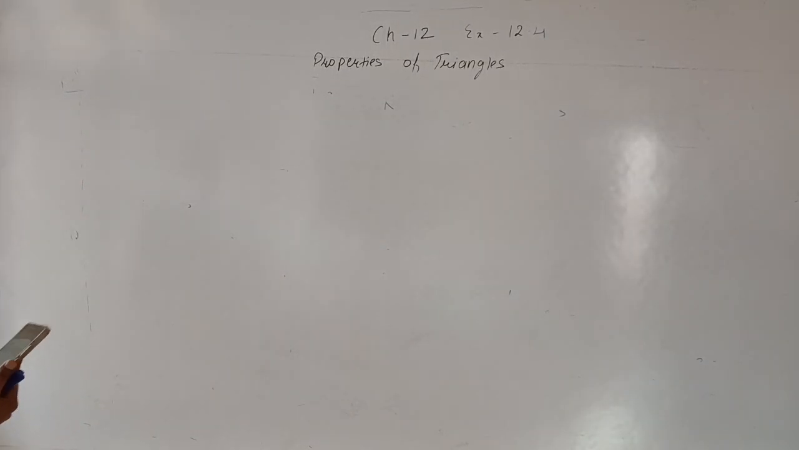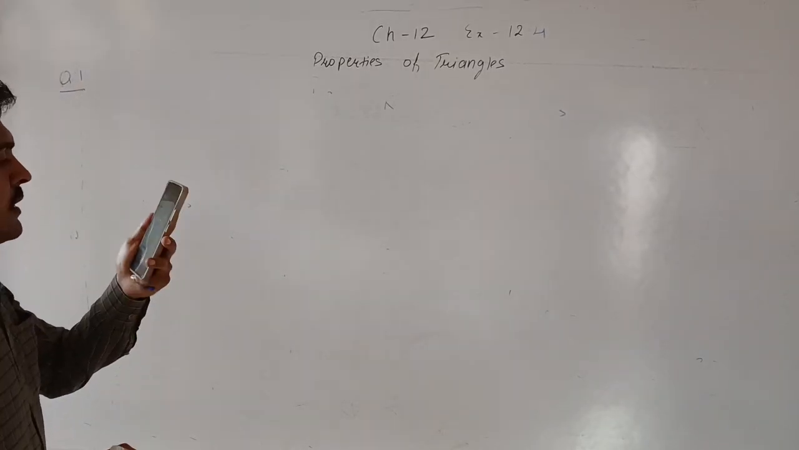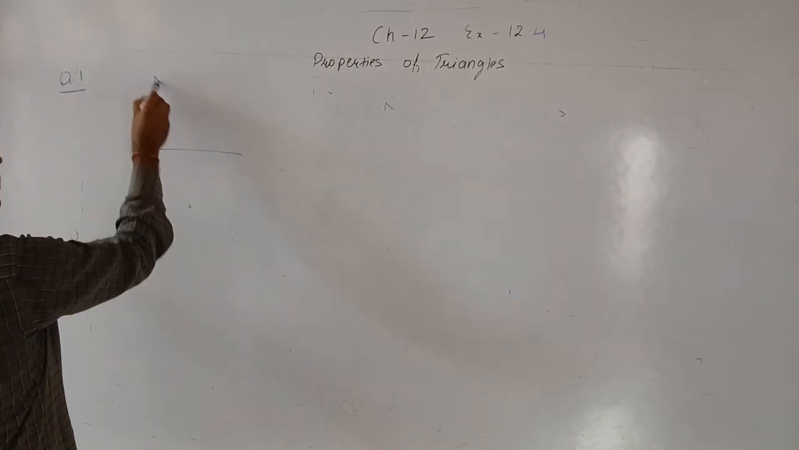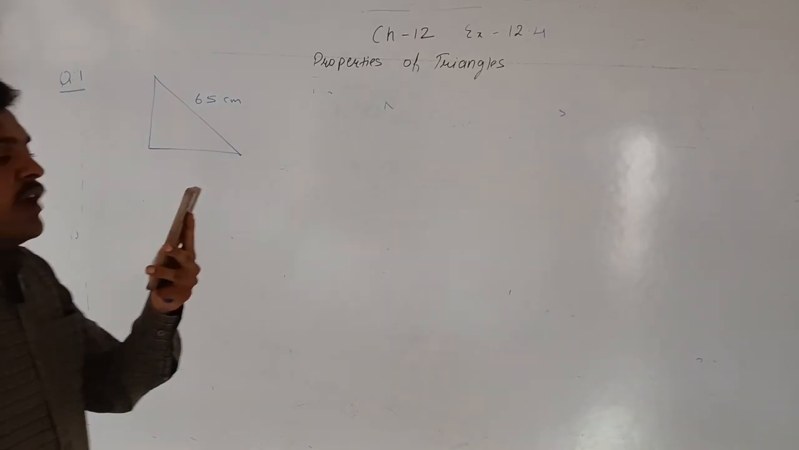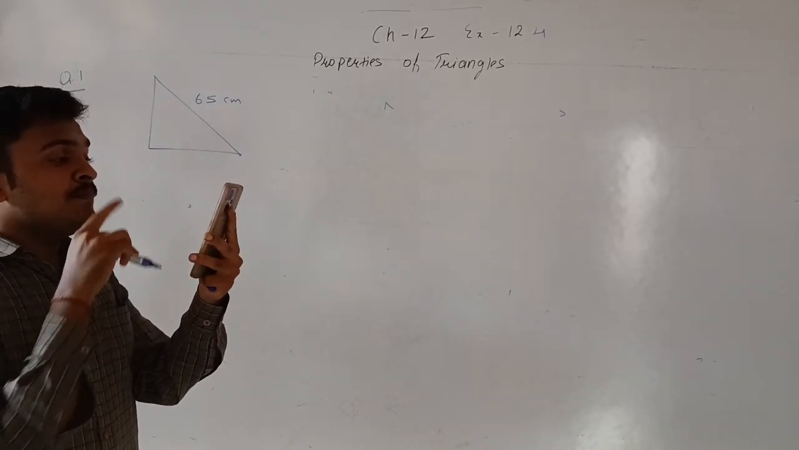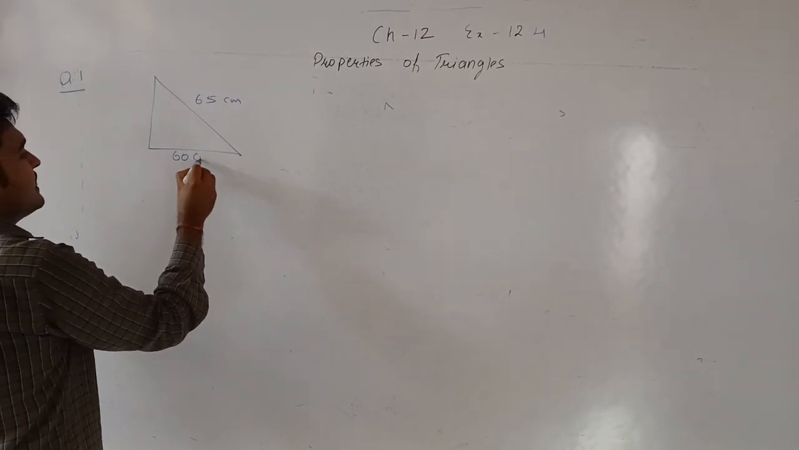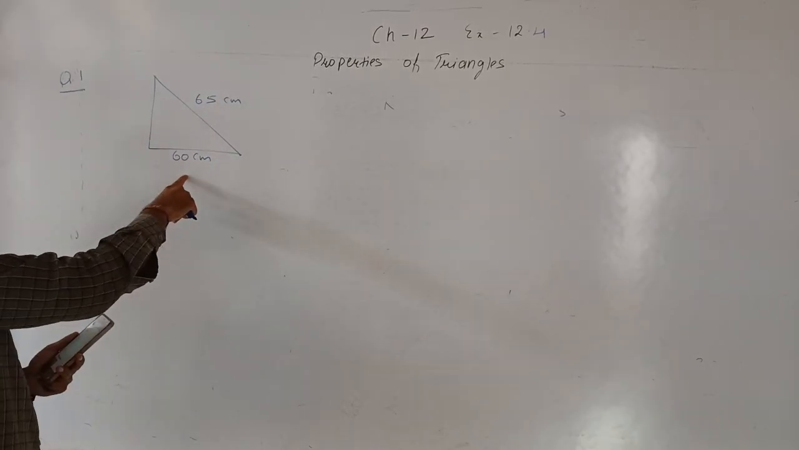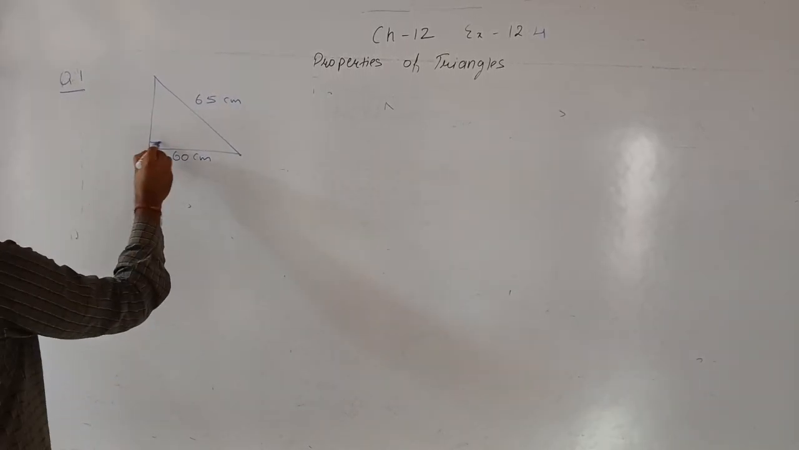Now we'll move to exercise 12.4. So the first question: the hypotenuse of a right angle triangle is 65 centimeters. If one of its sides is 60 centimeters, find the length of the other side. So the hypotenuse is given as 65 centimeters, and one side, the base, is given as 60 centimeters. We have to find the other side.